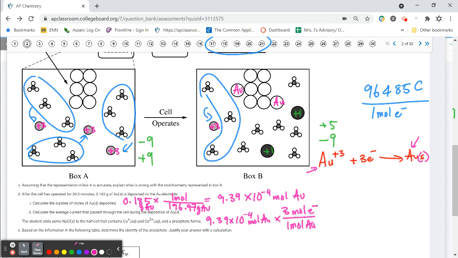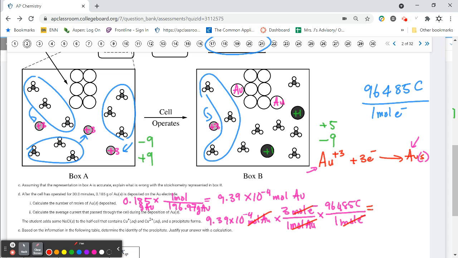And now I need Faraday's constant. I have 96,485 coulombs of charge for every 1 mole of electrons. And now I can do some unit cancellation here. Moles of gold cancel out, moles of electrons cancel out, leaving me with coulombs of charge. So let me calculate that.